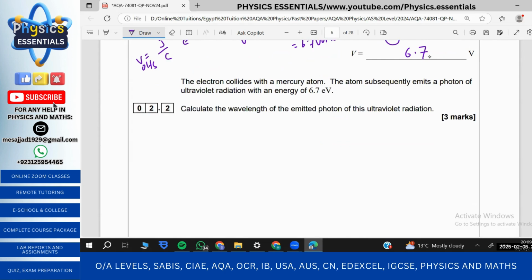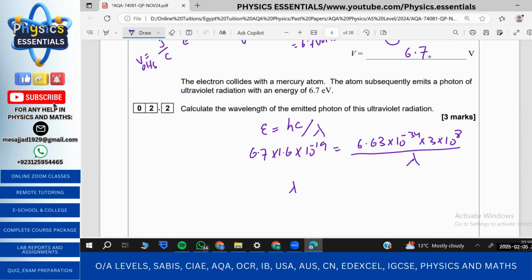Calculate the wavelength of the emitted photon of this ultraviolet radiation. Okay, so it's a very simple question. You will just write kinetic energy, or E equals hc over lambda, right? And what is the energy here? The energy is 6.7 eV, which we have to convert into joules again. What is h? Which is Planck's constant, 6.63 into 10 raised to the power minus 34, and c is speed of light, which is 3 into 10 raised to the power 8. And you need to find the wavelength. All you need to do is just to rearrange and get the answer as 1.8 into 10 raised to the power minus 7 meters. Okay.